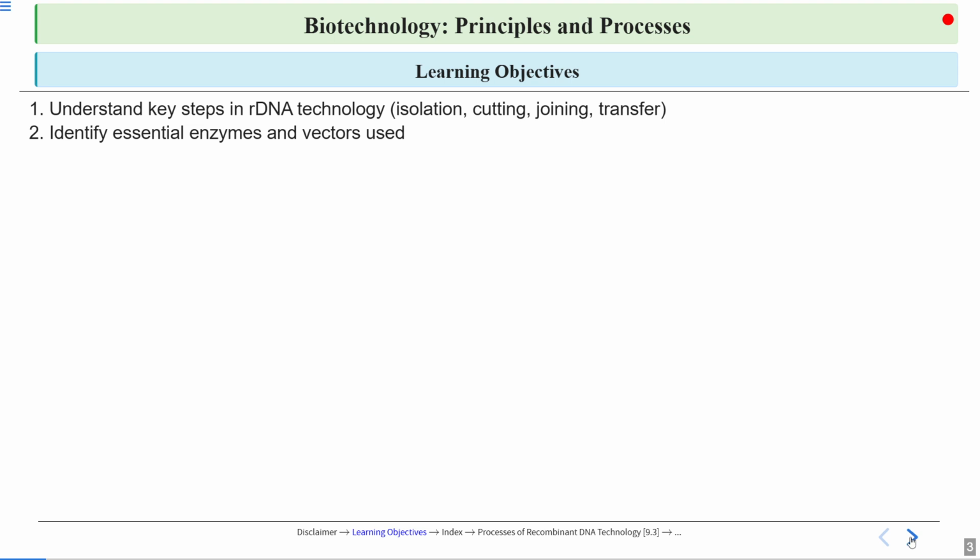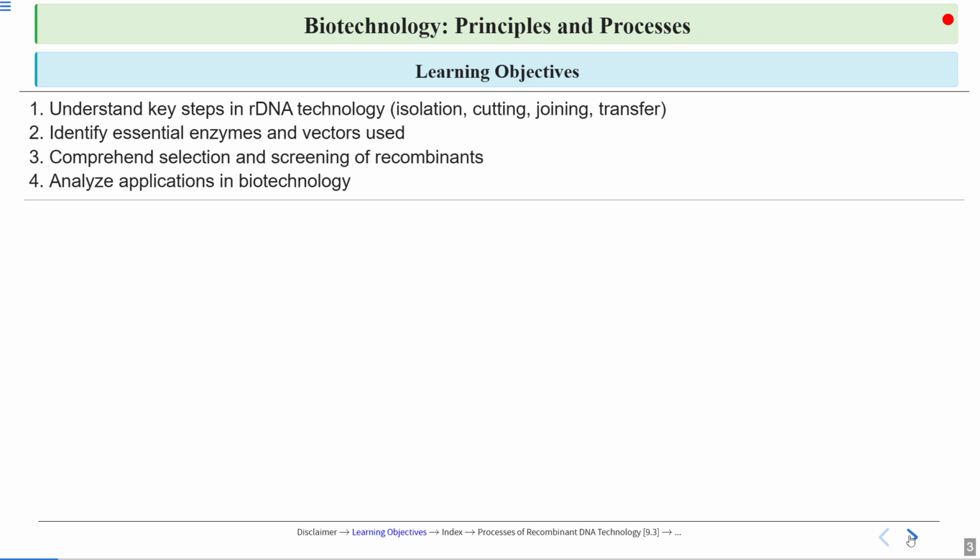The second learning objective is that we will identify the essential enzymes and vectors used in recombinant DNA technology. Then we will comprehend the selection and screening of the recombinants, and lastly analyze the applications in biotechnology.